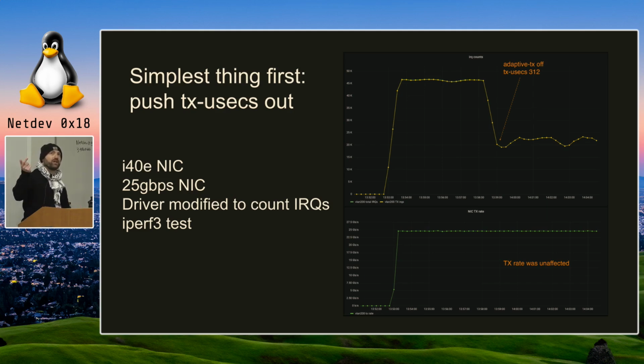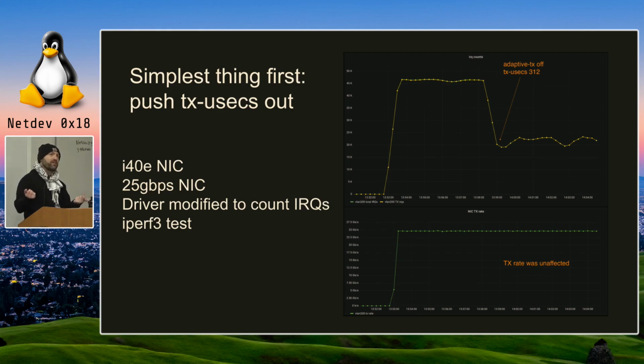This graph on the right, I modified the i40E driver to count hardware IRQ events, and then report them to a dashboard so I could try this in a test lab to see if this worked. And so the top graph is just showing the IRQ count rates. And then you can see where I adjust the tx-usecs IRQ coalescing parameter using ethtool. And I chose a number, 312 microseconds.